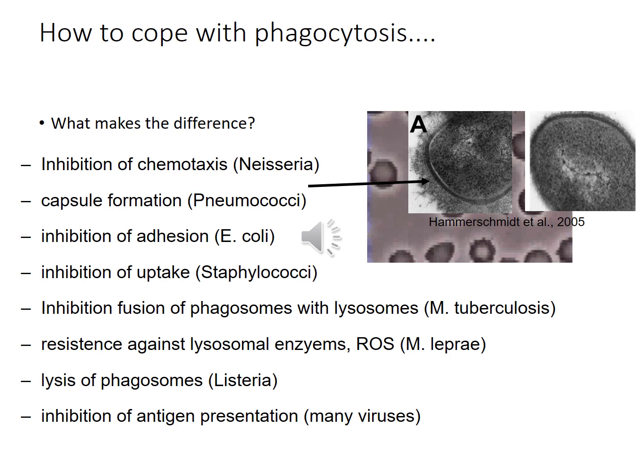The lepra bacteria is resistant against lysosomal enzymes and ROS. And Listeria can lyse the phagosomes and escape into the cytoplasm. And many viruses inhibit antigen presentation, which is the last step.